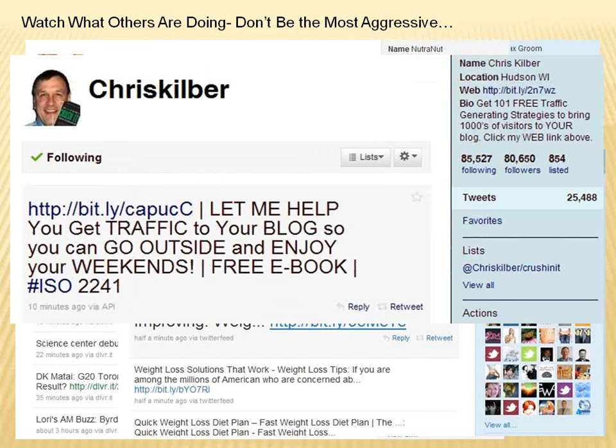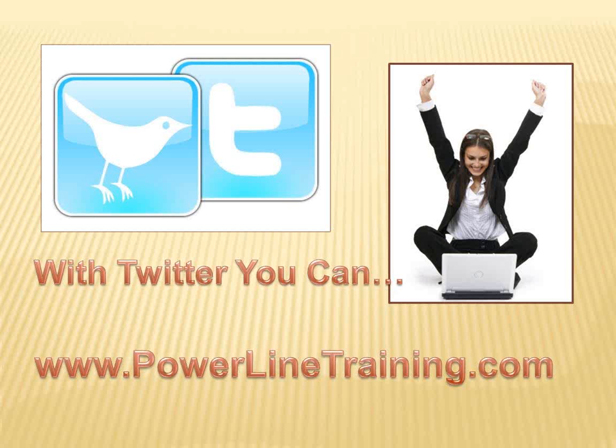If you do this correctly, Twitter is a great way to move a lot of people to take a look at what you want them to see. Bottom line is, with Twitter, you can do it.